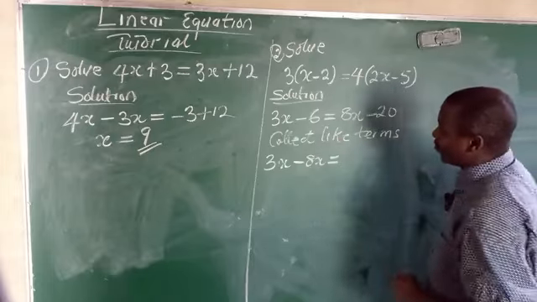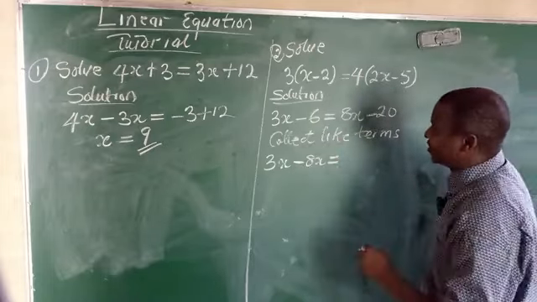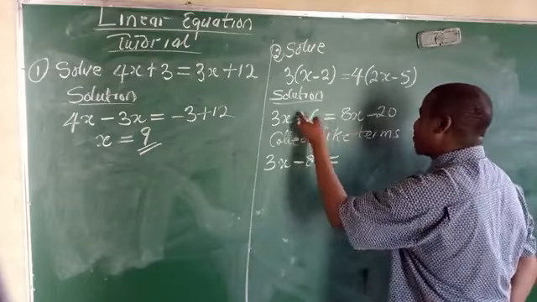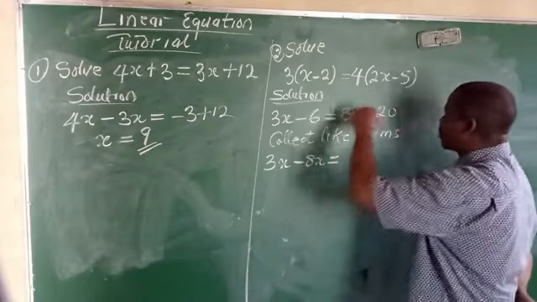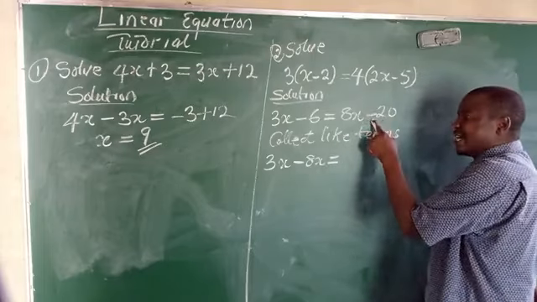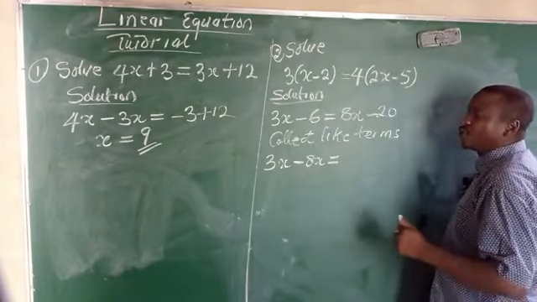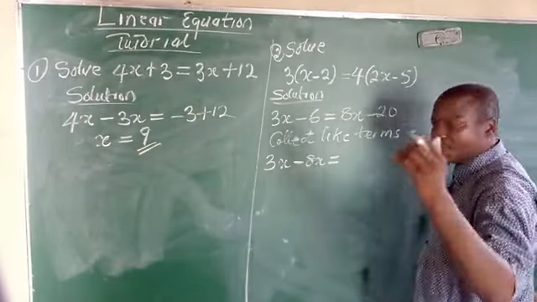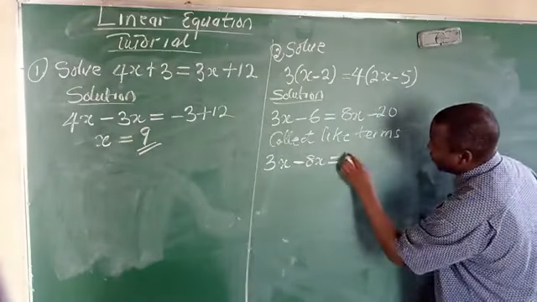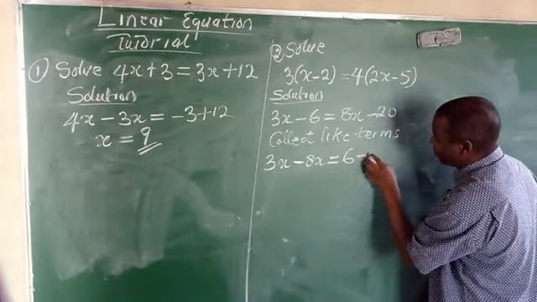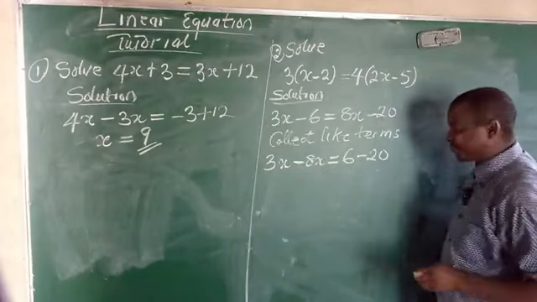Then we have this minus 6. When this minus 6 crosses the equal sign, in an effort to meet this 20, its partner that looks alike, then this minus will turn to positive, will turn to plus. Therefore, we have 6 minus 20.